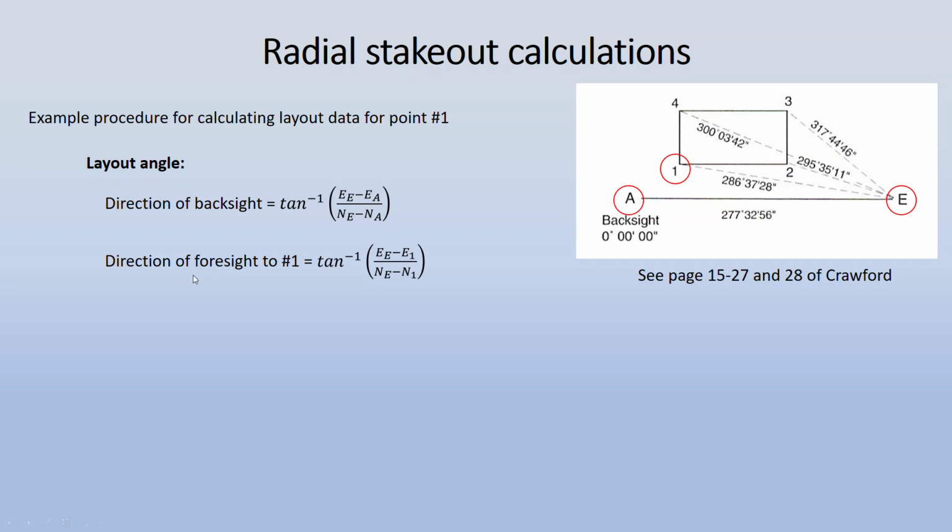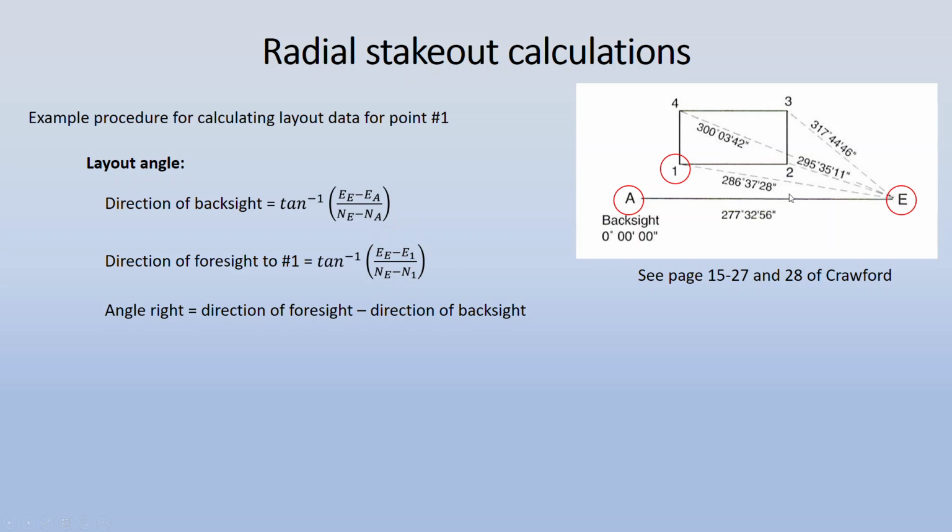Similarly, for a foresight, the direction from control point E to stakeout point number 1, again, it's the difference in the eastings, instrument location minus the desired site, divided by the difference in the northing coordinate values, instrument location E minus stakeout point number 1. Those differences, apply the inverse tangent to that result, and again, you'll get a direction of that line.